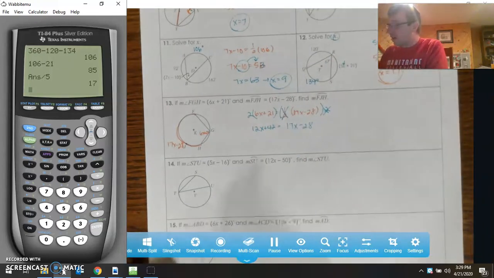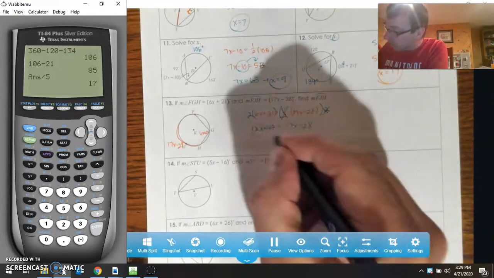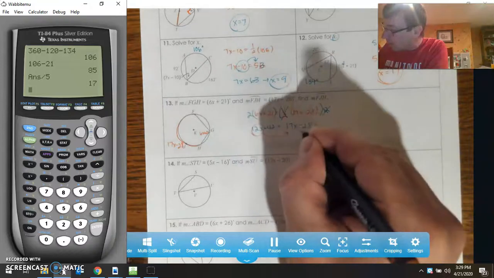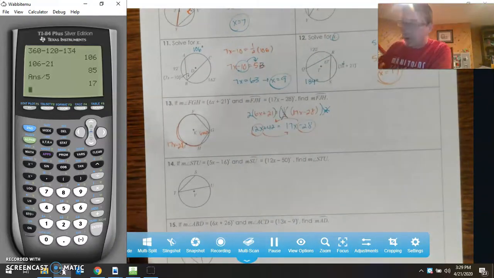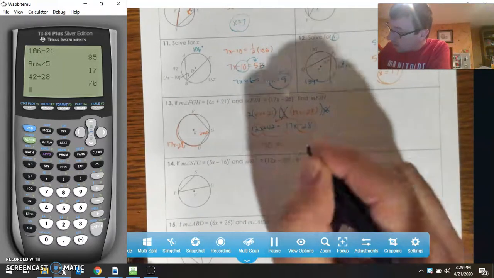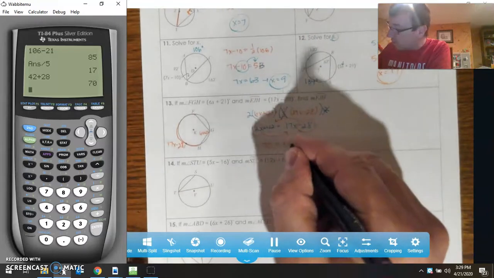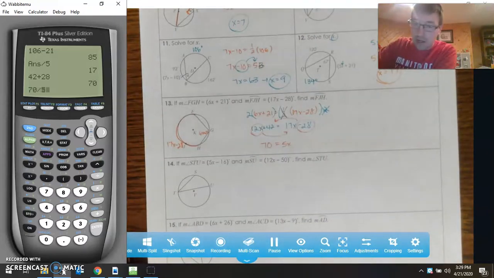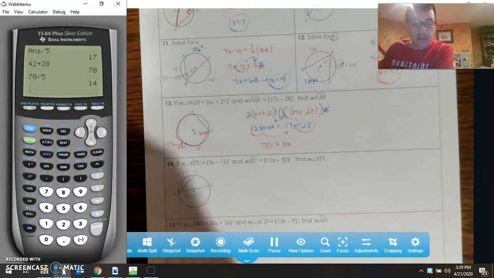There are more x's on the right side, the 17, so I'm going to bring this over here. I'm going to bring this over here. 42 plus 28 is 70. 17x minus 12x is 5x. 70 divided by 5 is going to be 14.